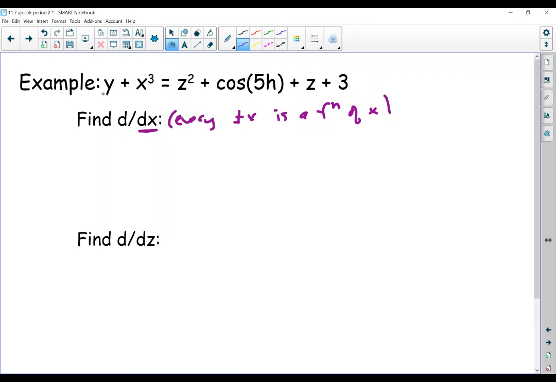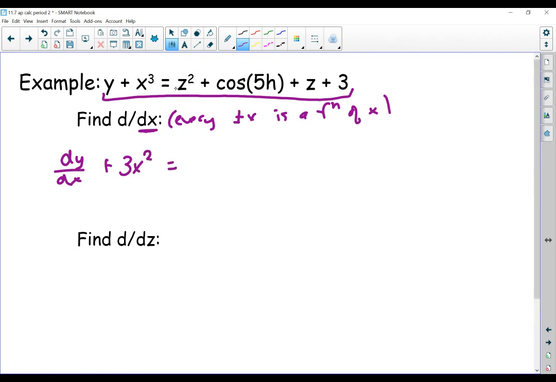So if I take the derivative, what we say implicitly, I'm just going to take the derivative of this entire equation. So when I do that, the derivative of y is a function, so its derivative would be dy/dx. The derivative of x cubed, well, x is our variable. That's just going to be 3x squared.